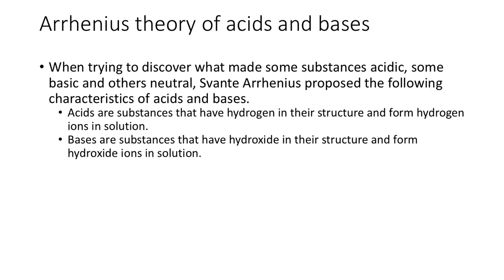When trying to discover what made some substances acidic, what made some things basic and some things neutral and some things acidic, Svante Arrhenius proposed the following characteristics of acids and bases. Acids are substances that have a hydrogen in their structure and form hydrogen ions in solution. So a hydrogen ion looks like this, H+ ion.